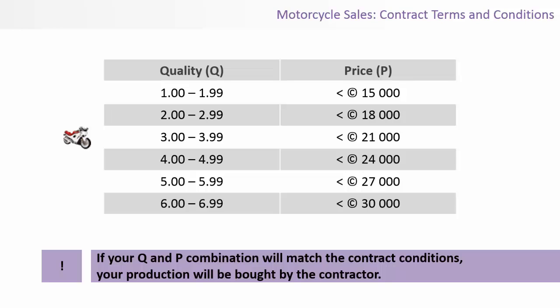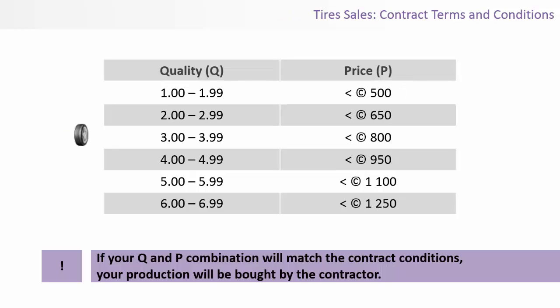Now, if your set price is higher than given in this list of terms and conditions, the client will not buy your motorcycles. That's up to you to find the optimum combination. In your case, I would try to decrease the costs of the production and to increase the sales price. Don't forget that you also have a contract for the tires as well. Now, let's move on to Simformer Business Simulation to see how you can manage your production and set prices.